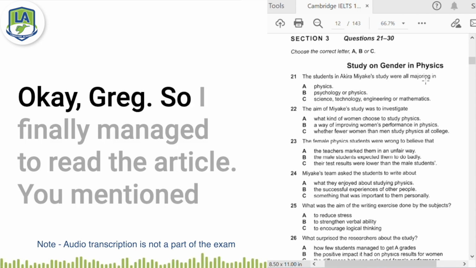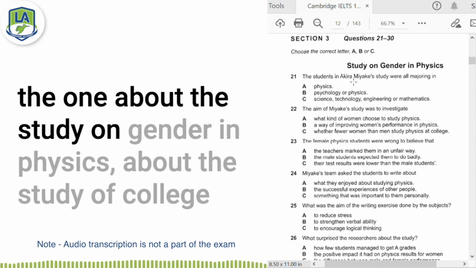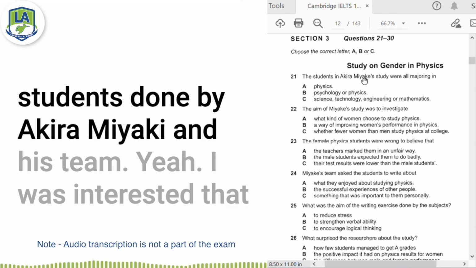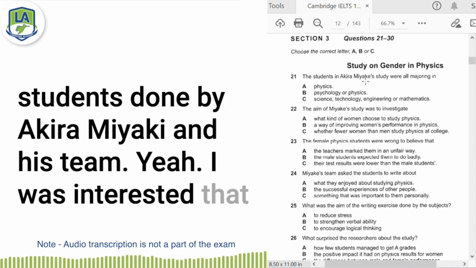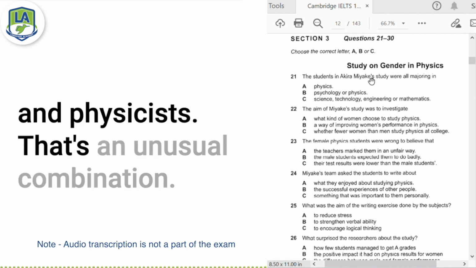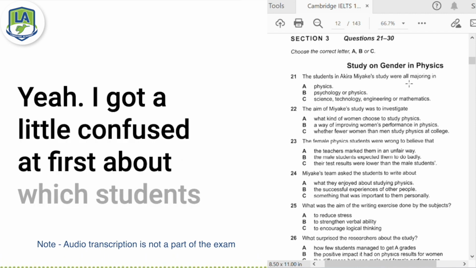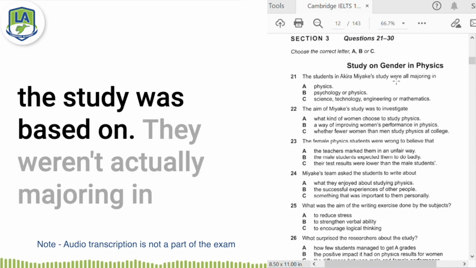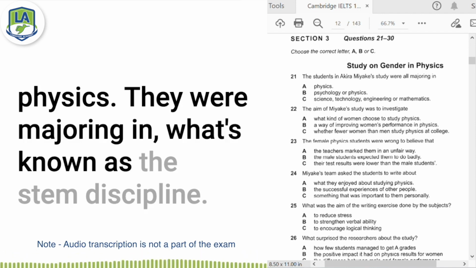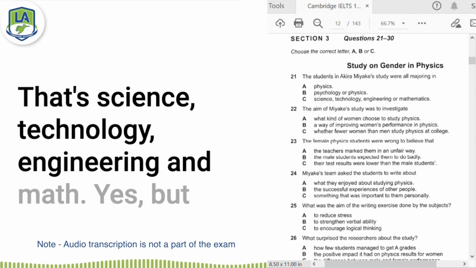OK, Greg. So I finally managed to read the article you mentioned. The one about the study on gender in physics. About the study of college students done by Akira Miyake and his team. Yeah, I was interested that the researchers were actually a mix of psychologists and physicists. That's an unusual combination. Yeah. I got a little confused at first about which students the study was based on. They weren't actually majoring in physics. They were majoring in what's known as the STEM disciplines. That's science, technology, engineering and math.